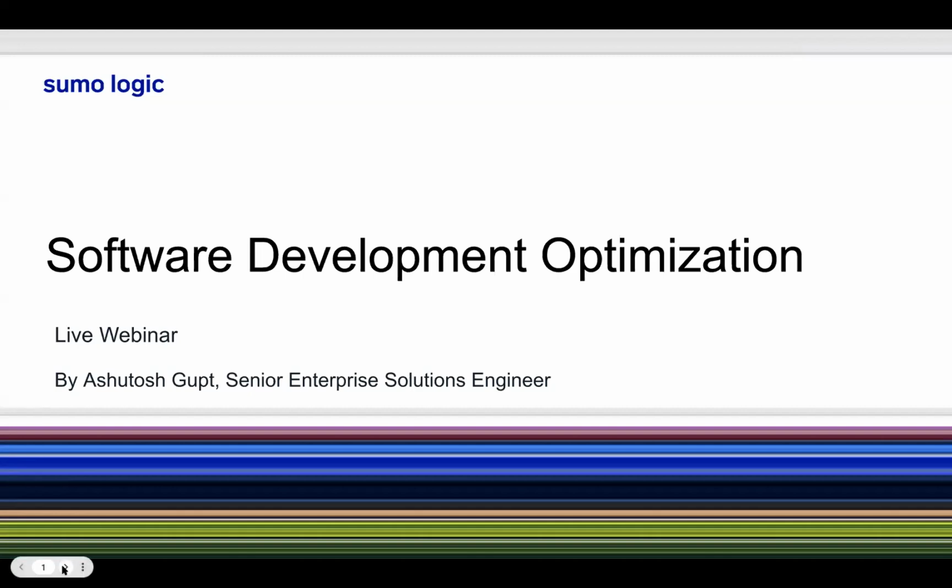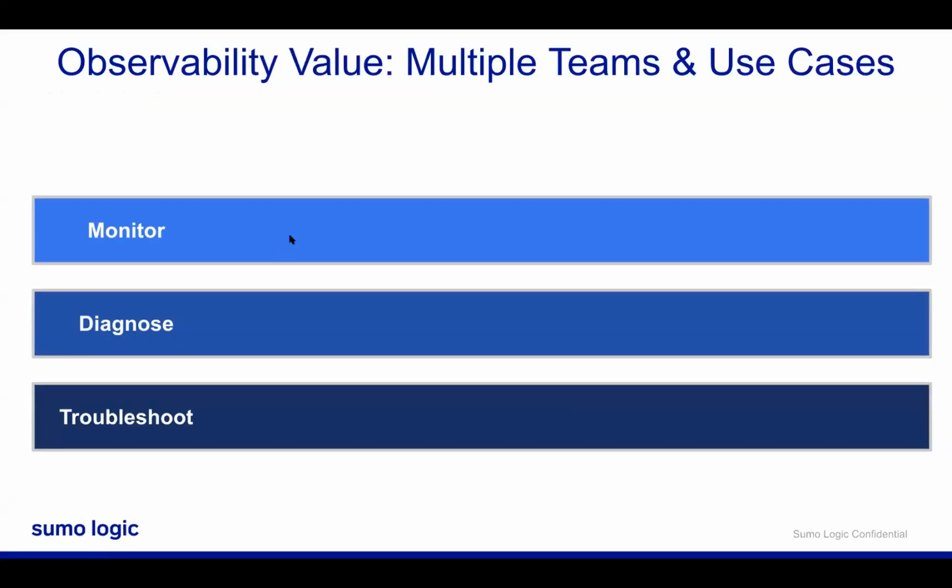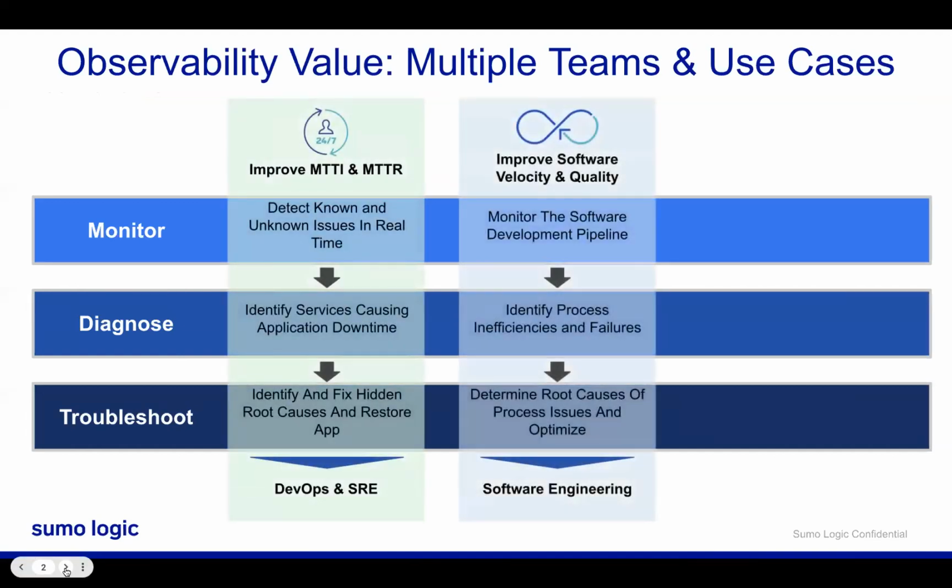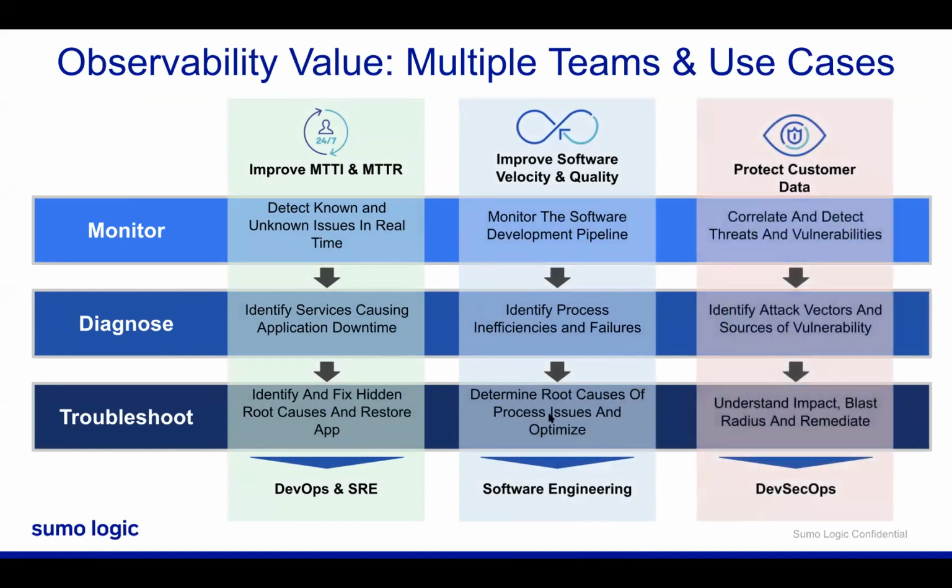So today's topic is software development optimization, and we basically start with the concept of observability. Now, if you talk about observability, it's mostly about the monitoring, diagnosing, and troubleshooting side of it. But for different teams and different personas, it means different things. Today, specifically in this webinar, it circles around software engineering and the teams around it.